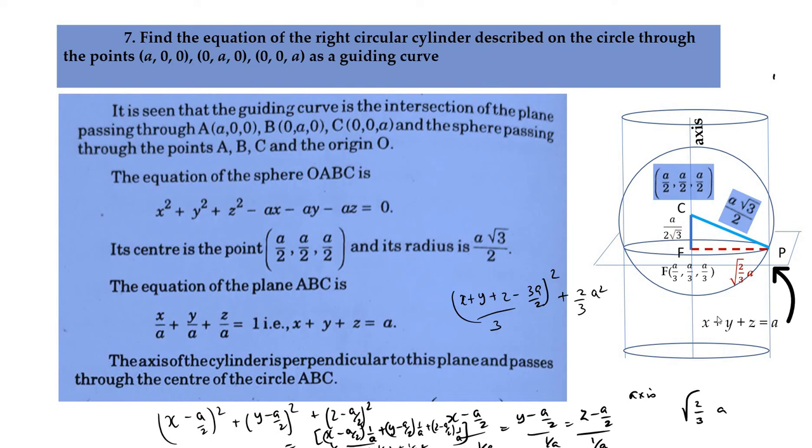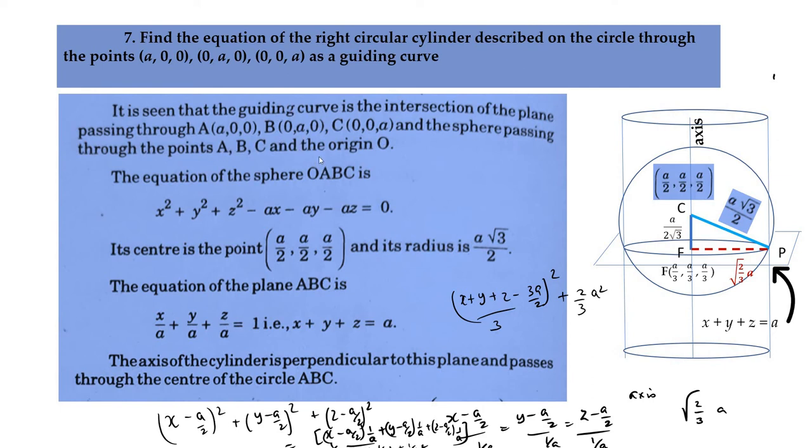If only we know these two, we can easily get the equation of the right circular cylinder using the formula. So how to obtain the equation of the axis and how to obtain the radius of the cylinder? Now it is seen that the guiding curve is the intersection of the plane passing through A(a,0,0), B(0,a,0), C(0,0,a), and the sphere passing through the points A, B, C and the origin.